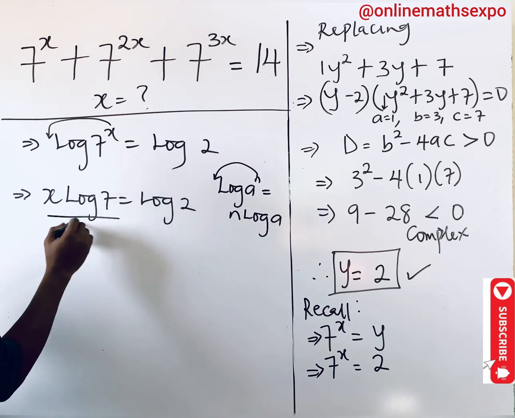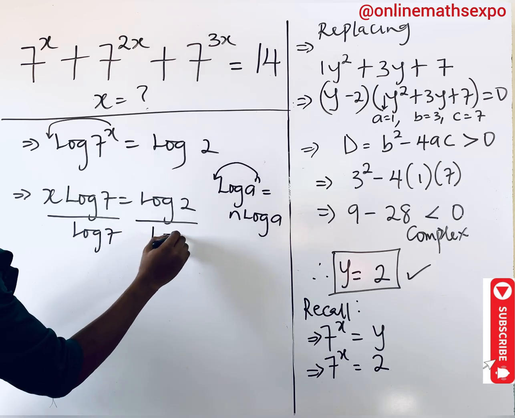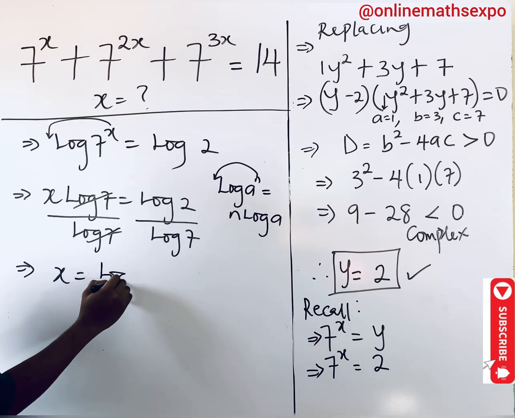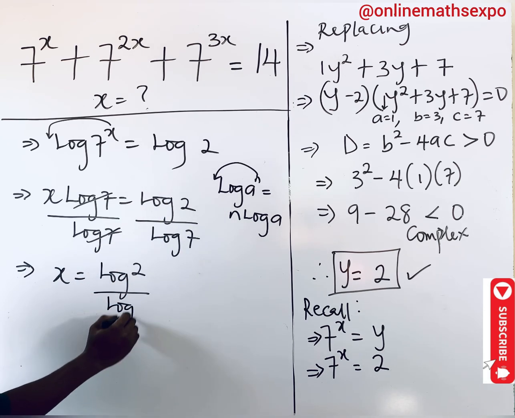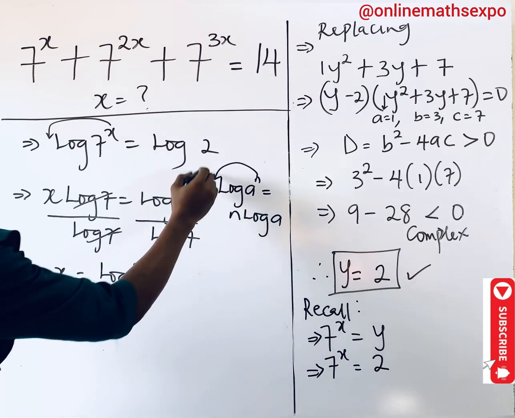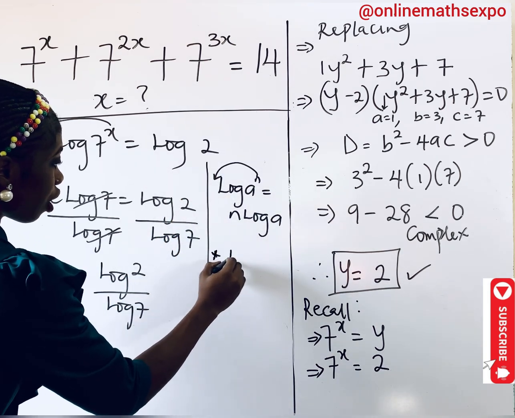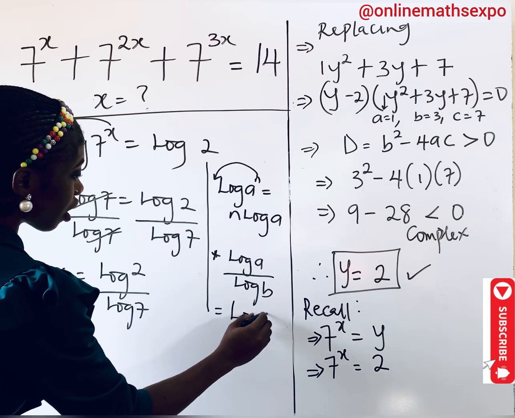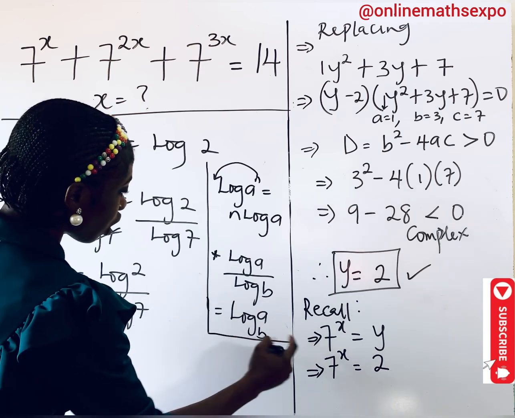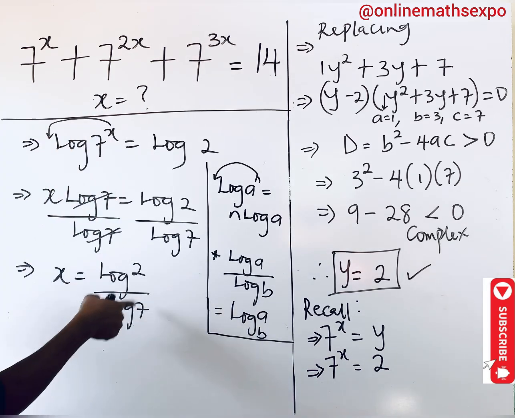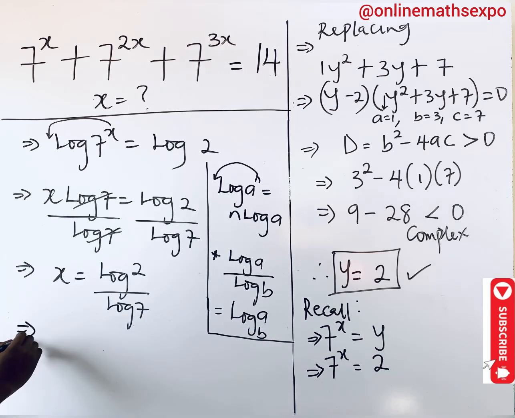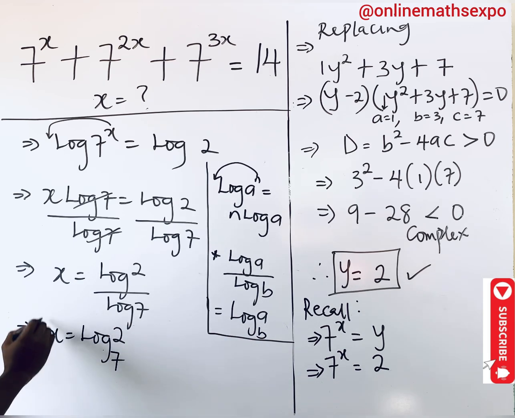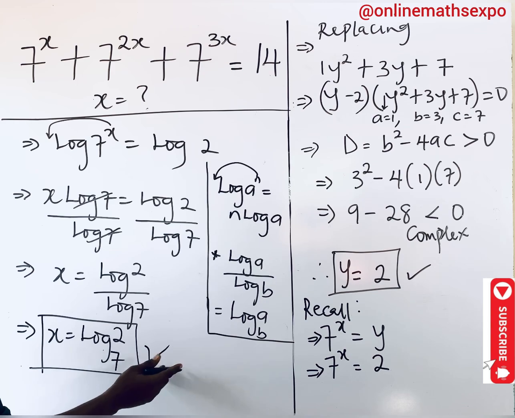Now, to get x, we divide by log 7. If you do that, we are going to have x is equal to log of 2 over log of 7. But remember also that in your logarithm, if you have log a over log b, it is the same as log of a base b. We call it the change of base rule. So we can apply it here, so that our x will be equal to log of 2 base 7. So this becomes the value of x for this question.